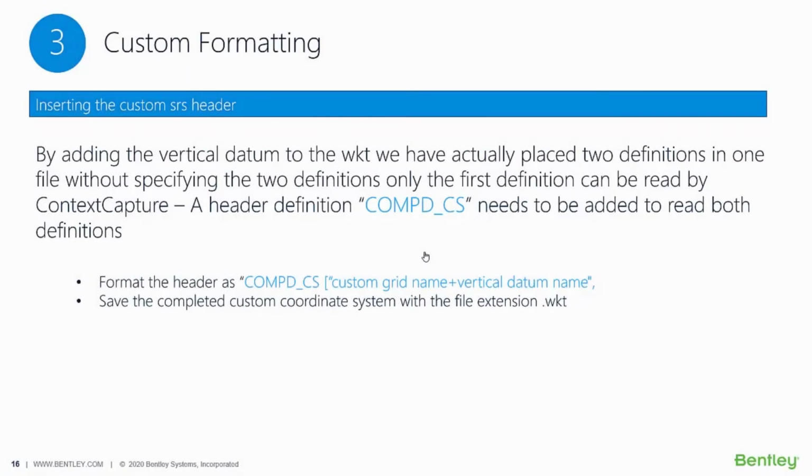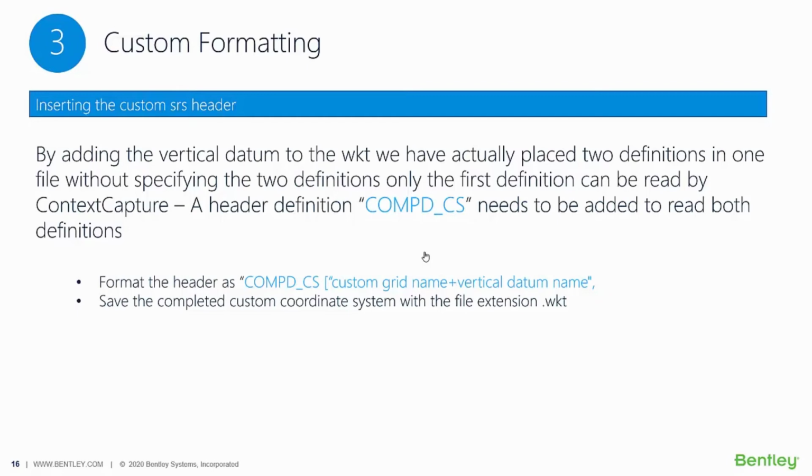Now that we've added the vertical datum to our county coordinate system, we need to be sure that ContextCapture will read this. And we do this by inserting the custom spatial reference system header. By adding the vertical datum to our WKT, we have actually placed two definitions in one file without specifying the two definitions. Only the first definition will be read by ContextCapture. So in other words, if we don't go back now and add a header, it will not read the vertical datum.